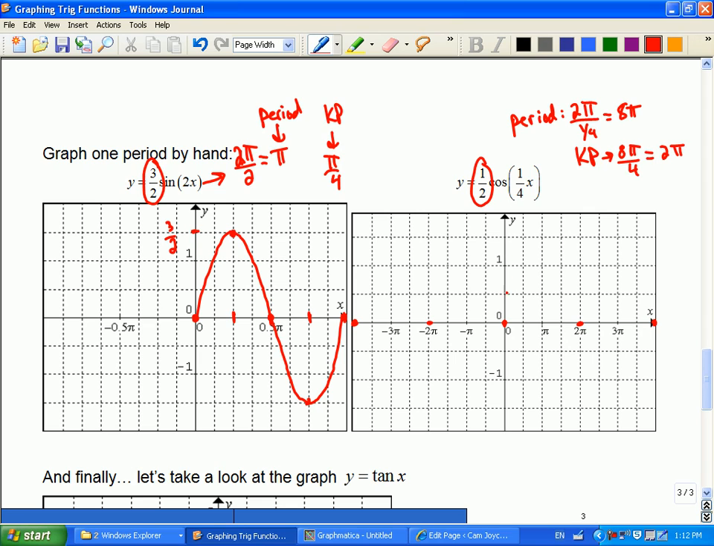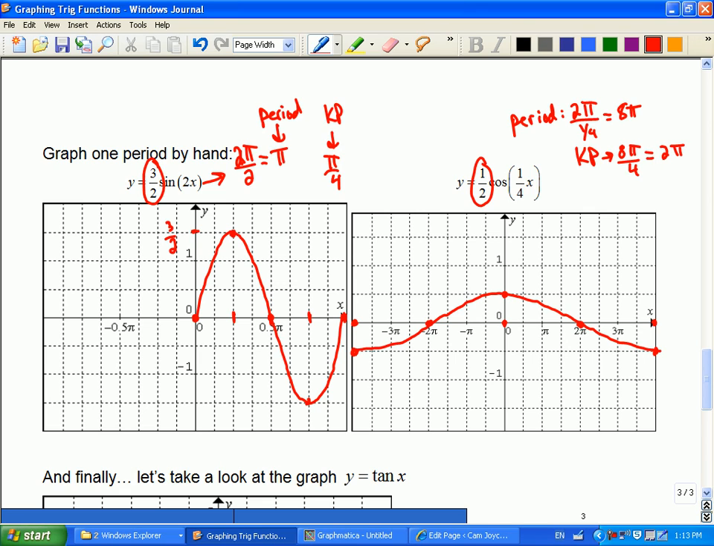So cosine, normally it starts at the maximum. This time the maximum is going to be a half. Then I go down to the middle. Then I go down to the bottom, which will be negative a half this time. If I repeat that process, I'm going to have this, well, kind of this graph. Try it again. Not bad. Not good, not bad, but anyways, that's the cosine for 1/2 cosine 1/4 x.